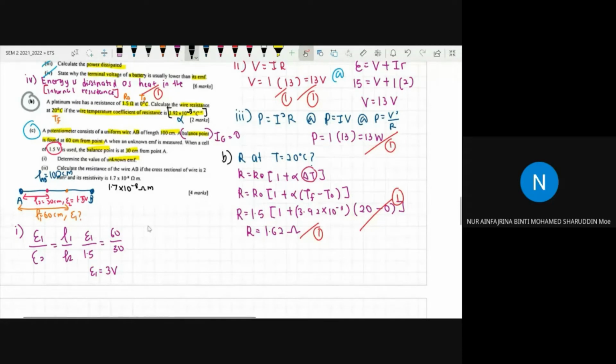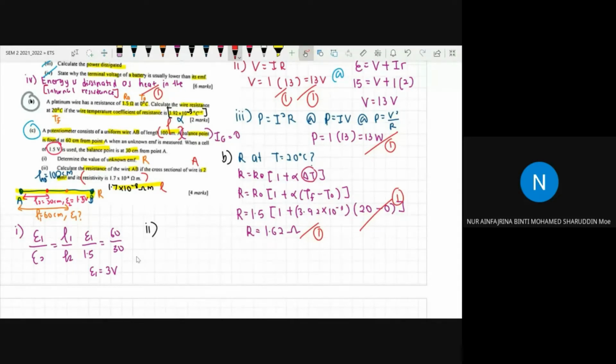So now question 2. Question 2 dia cakap, calculate the resistance of the wire AB. So dia minta kita calculate the resistance in the wire lah. Sebab remember, untuk potentiometer dia takkan ada resistance, but there will be resistance inside the wire. We know the cross-sectional area is 2 millimeter squared, the resistivity is 1.7 times 10 to the power of negative 8 ohm meter, and the length of the wire is 100 centimeter.